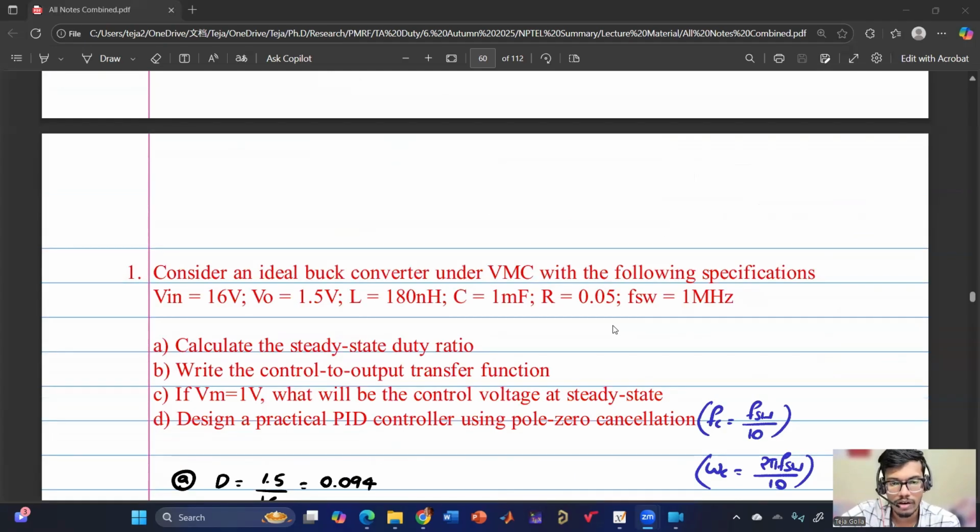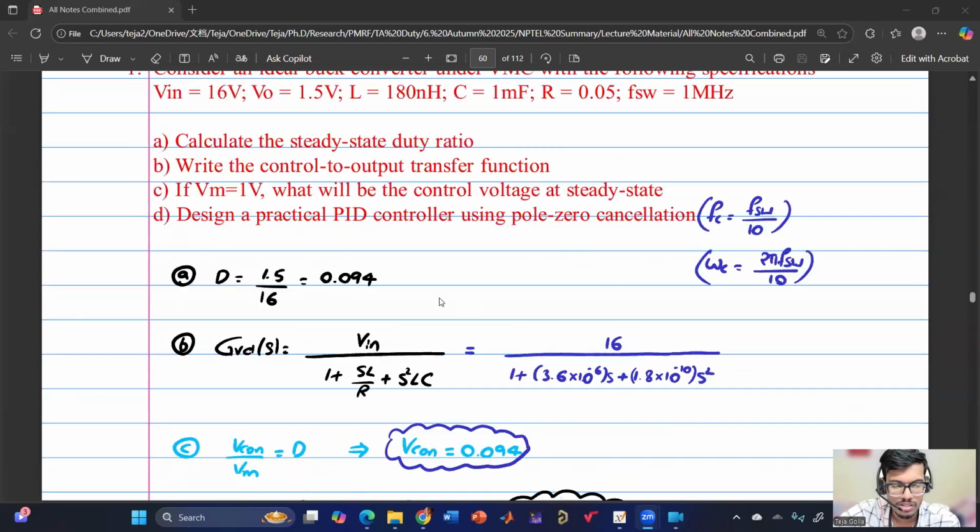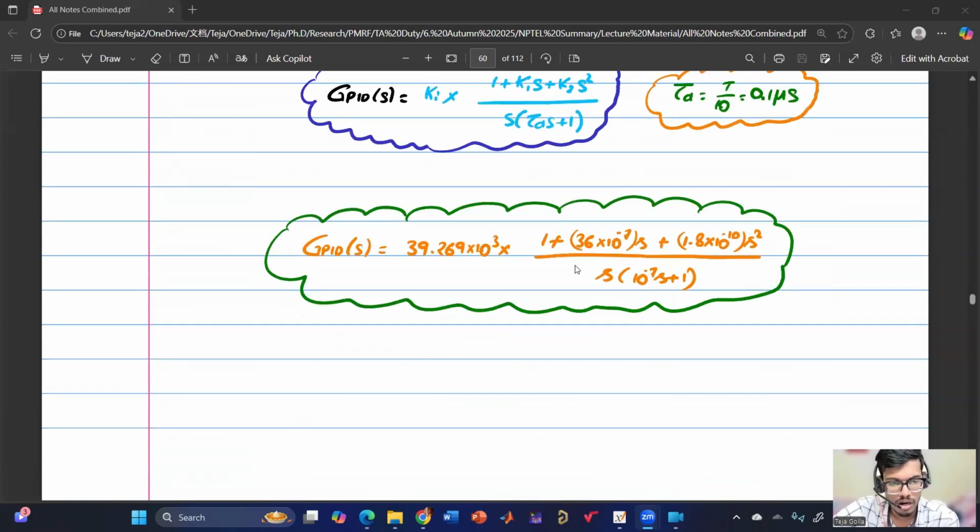So if you want to have additional freedom, then you have to use a type 3 compensator. So we have solved one problem and we have gotten the practical PID controller gains and how to solve that based on the transfer function.